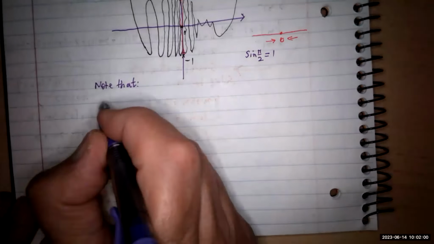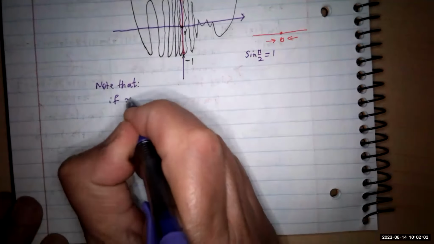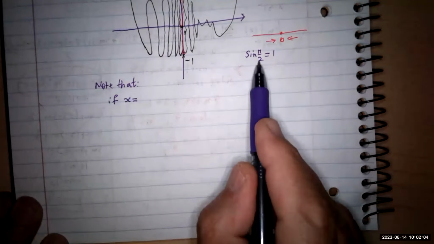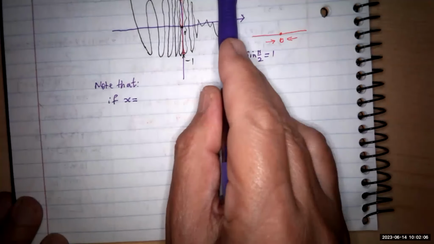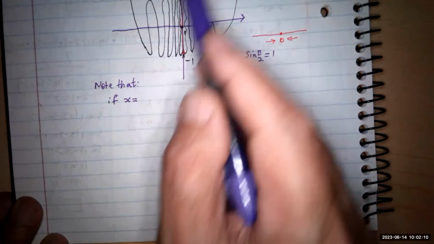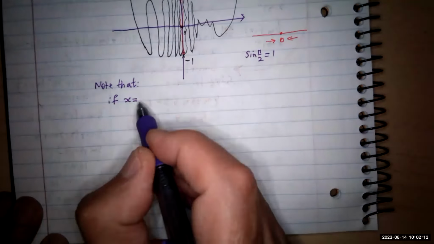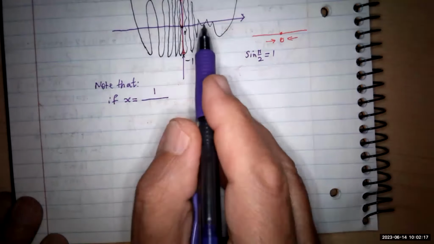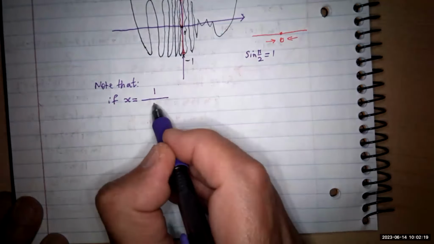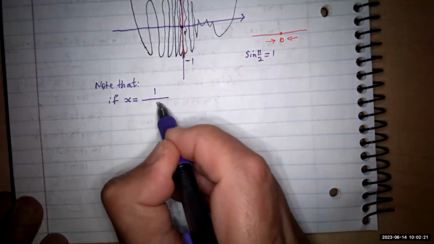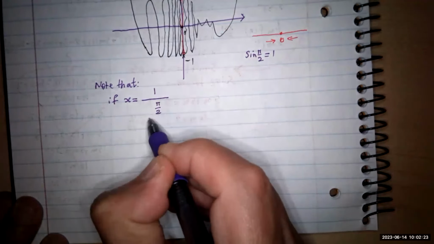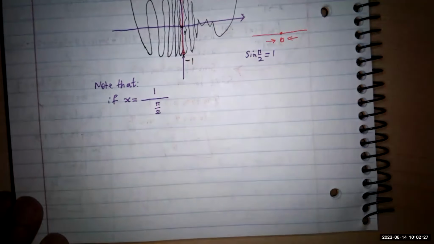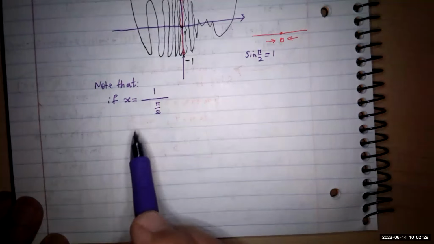Okay, note that if x is equal to, I want to get the pi/2. This is 1/x, so I have to switch it because you have to use the reciprocal here. So I'm going to get 1/x to be pi/2. When you switch it, the reciprocal gives you the pi/2 that I have.